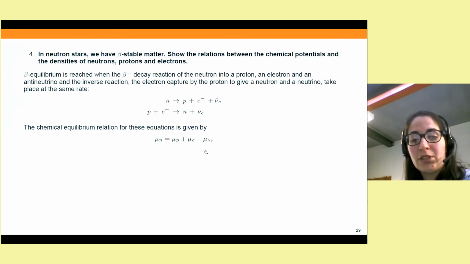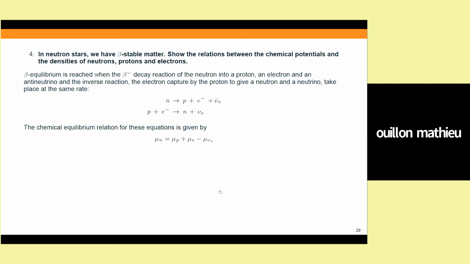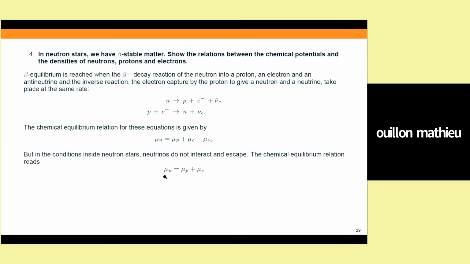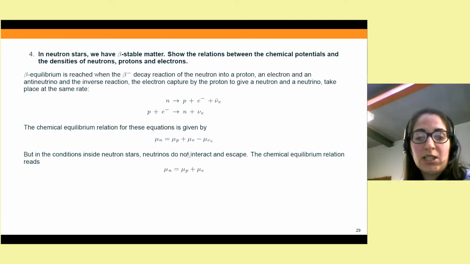But what happens in neutron stars? Do you remember with the neutrinos? The neutrino can escape the neutron star. Exactly. So it should be 0. Exactly. So this we can just neglect because they escape from the neutron star. We don't have them in our equilibrium anymore. So this just translates into this relation for the chemical potentials, right? As we saw yesterday, the neutron chemical potential has to be equal to the sum of the proton and the electron chemical potentials.